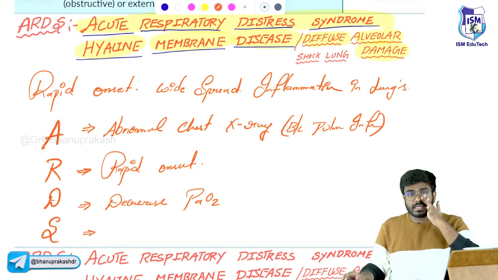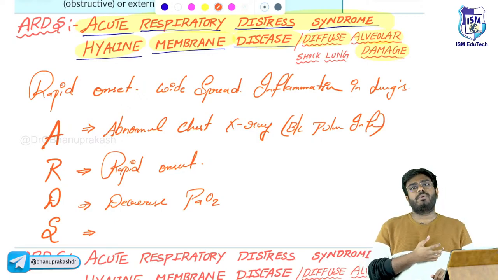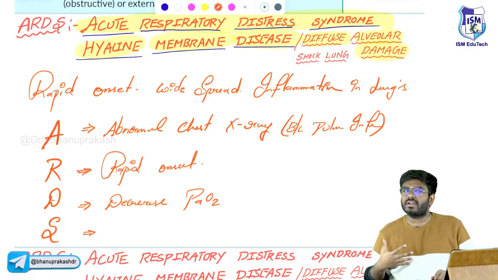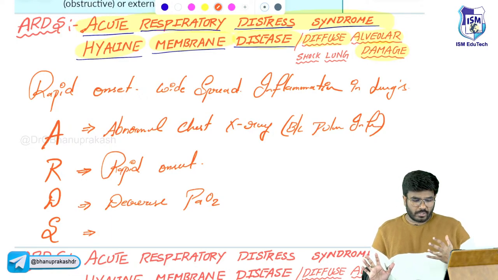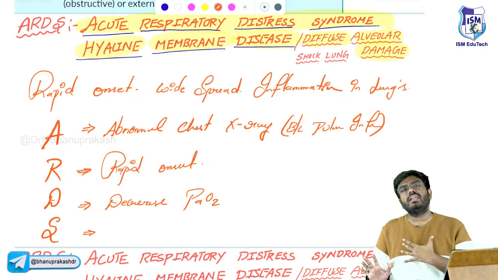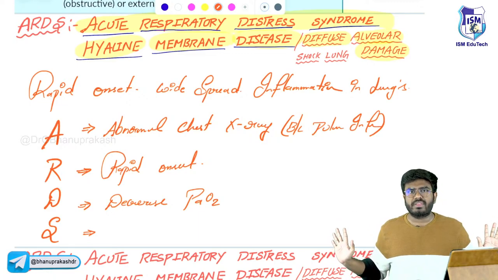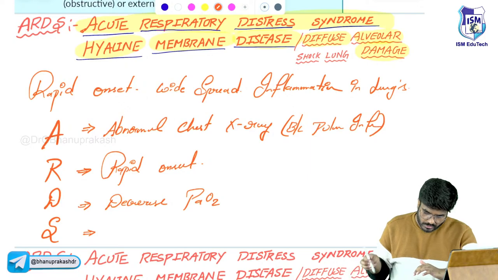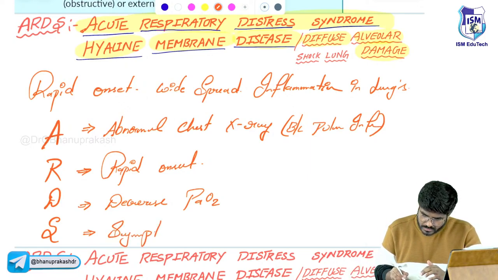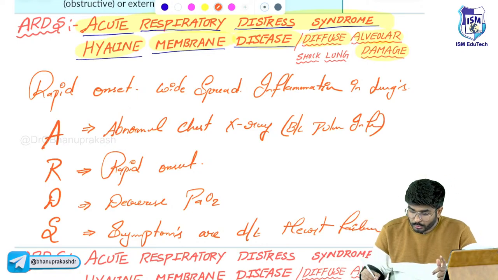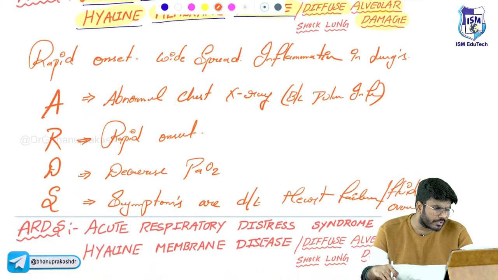See, let me tell you something. Imagine there is a person who is having heart failure. Heart failure will cause back pressure, which will cause pulmonary edema. Whenever there is pulmonary edema, definitely there will be dyspnea and all these things. So usually, whenever there is a heart-related problem, that is definitely going to cause the pulmonary symptoms. But in this condition, there is no problem with the heart. The heart is absolutely normal. So the symptoms are not due to heart failure, not due to fluid overload.